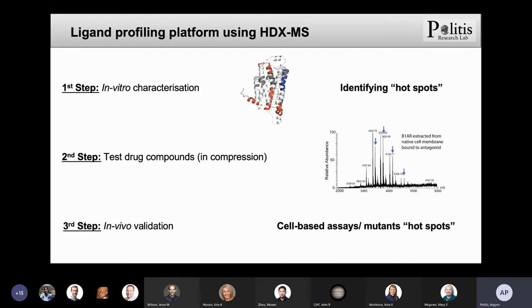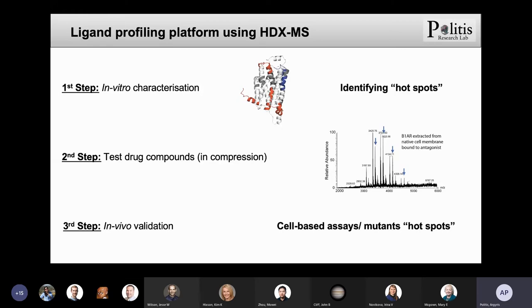Basically, we identify hotspots of changes in GPCRs. GPCRs are a little more complicated systems conformationally compared to transporters, because we have subtle changes in the dynamics. With transporters, we have very large conformational changes that we can easily monitor, but with GPCRs it is a little more difficult. In the second step, we want to test different drug compounds, such as agonists, partial agonists, or antagonists, and see what conformational signatures these drugs give to the receptors. Finally, in the long run, we want to carry out in vivo validation of these experiments.